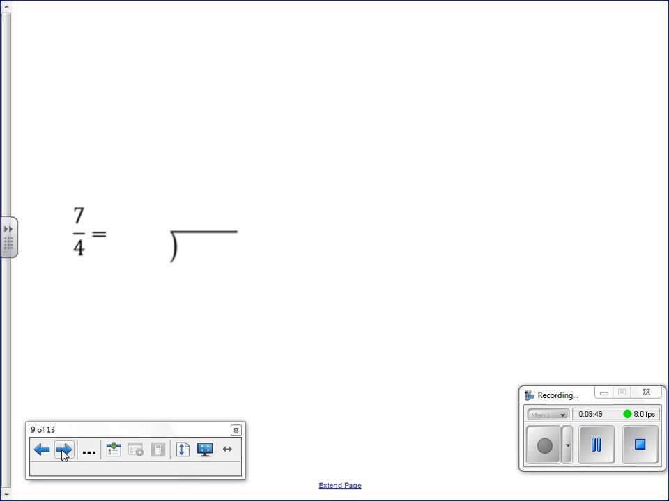Let's look at the next one. We have 7/4. So the 4 goes on the outside, the 7 goes on the inside. So we're going to add a decimal and 3 zeros. 4 goes into 7 one time. 4 times 1 is 4. 7 minus 4 is 3.